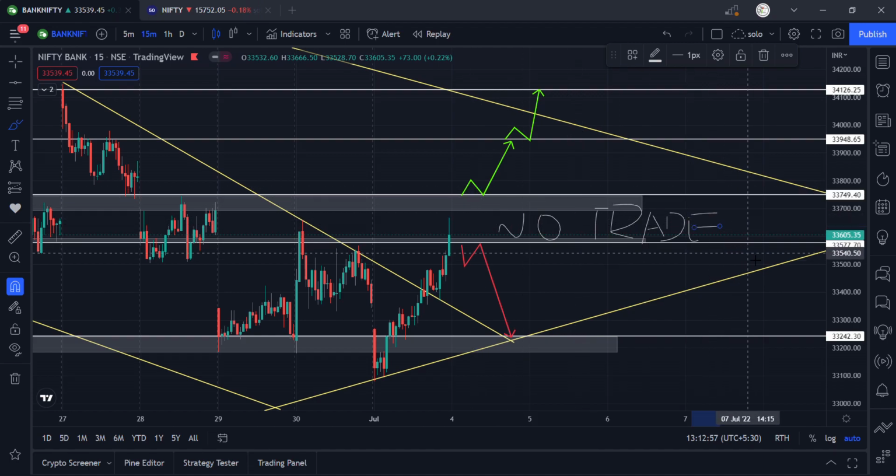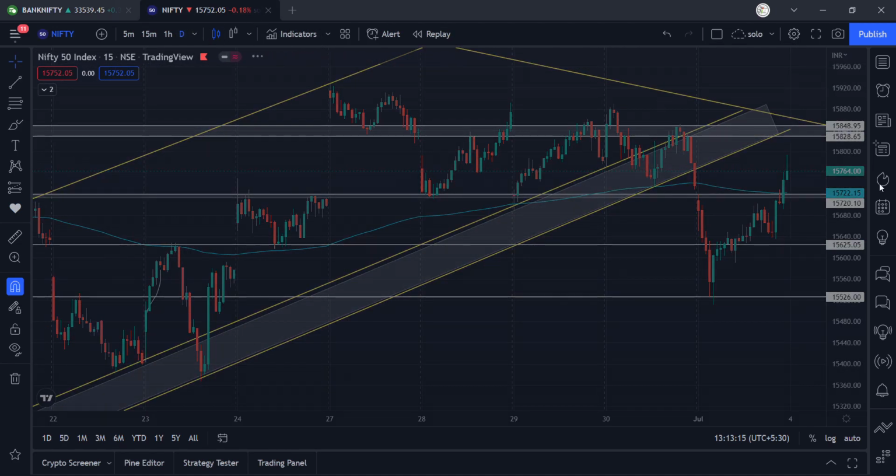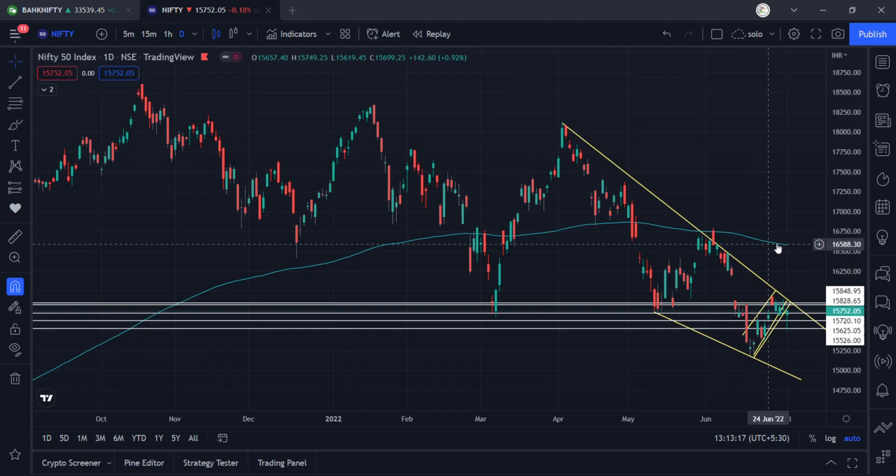This is a no trade zone. Until and unless you have multiple confirmations, you should not trade between this zone, 33,749 to 33,577. Okay, you got my point. So this is the Bank Nifty analysis for Monday's market, and I'll directly jump into our Nifty. Okay, let me quickly show you.